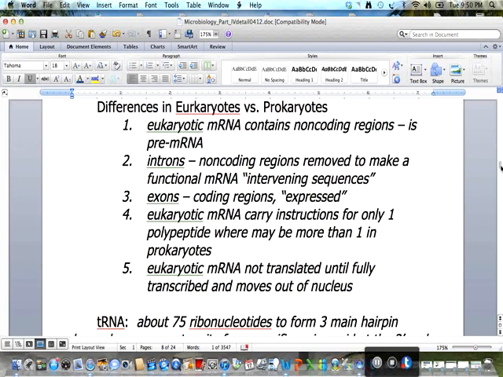There are some differences in prokaryotes and eukaryotes here as well. The eukaryotic mRNA contains some non-coding regions and is considered pre-mRNA. The non-coding regions or intervening sequences are known as introns, which are removed to make a functional mRNA. The exons are the expressed or coding regions. Eukaryotic mRNA carries instructions for only one polypeptide, where there may be more than one in prokaryotes. The eukaryotic mRNA is not translated until it is fully transcribed because it must move out of the nucleus.